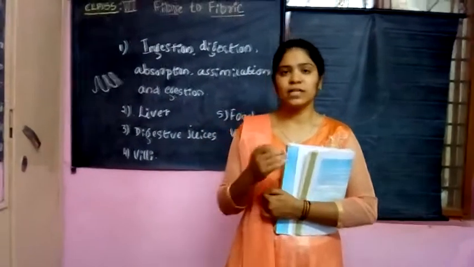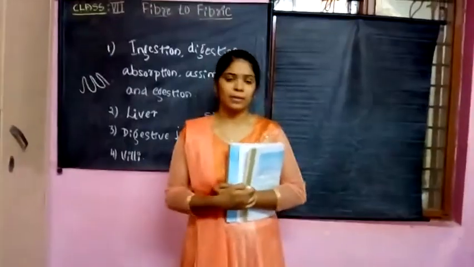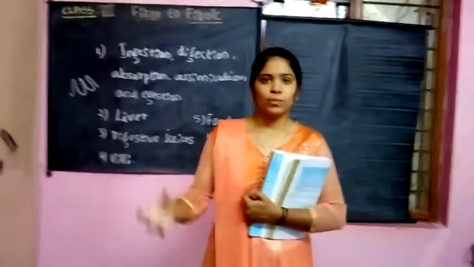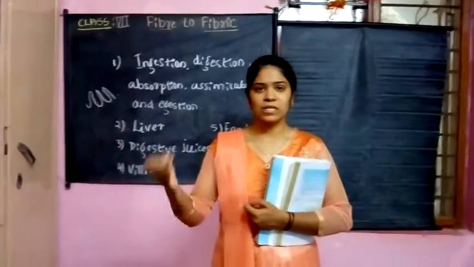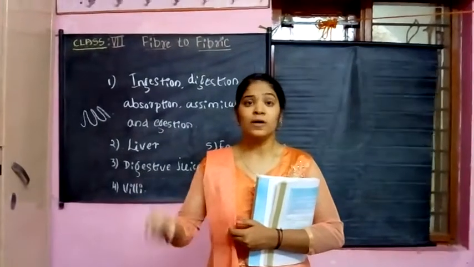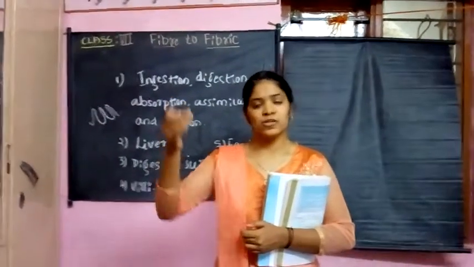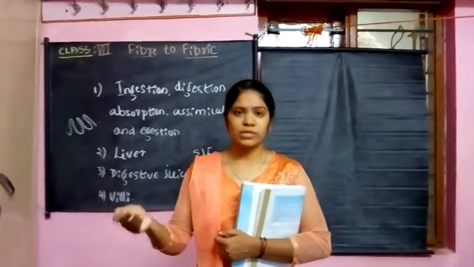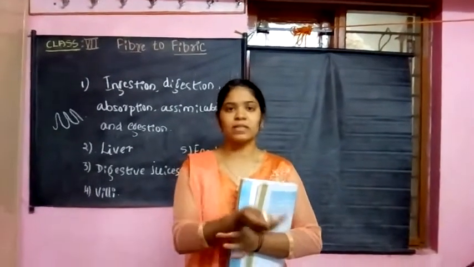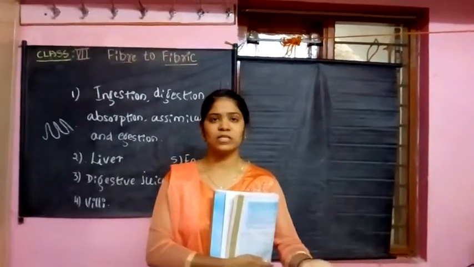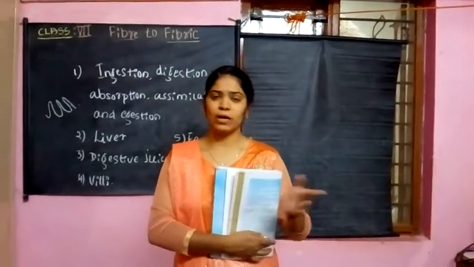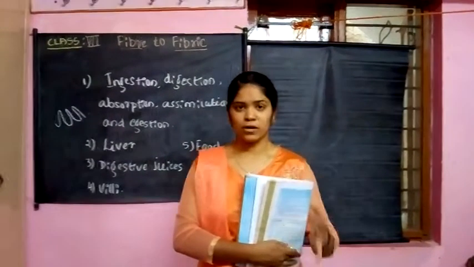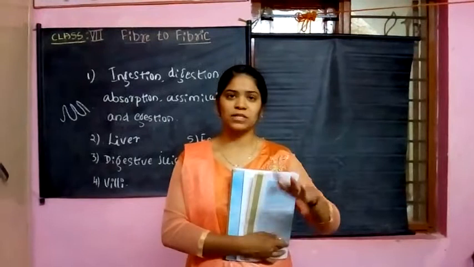The difference between human beings and amoeba is, in human beings, the buccal cavity, salivary glands, stomach, small intestine, large intestine, so many parts are present in the digestive system. But in amoeba, no such digestive parts are present, means they are absent in an amoeba.